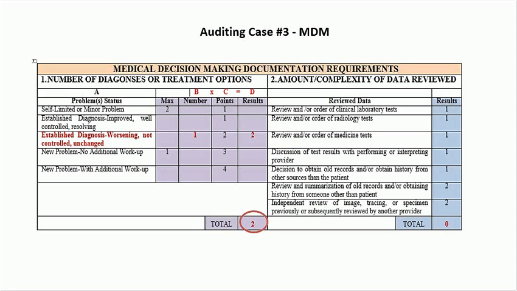Under the diagnosis and treatment options in medical decision-making for case 3, the patient had an established problem which is uncontrolled. We would enter 1 in the number column and multiply that by 2 points, and our result would be 2. Again, this is the only problem addressed during the encounter, and so the total under diagnosis and treatment options is 2 points. There is no work credited under the amount and complexity of the data to be reviewed for this case, so our total is 0. The provider stated that the patient was due for an A1C, but does not state that it was ordered.